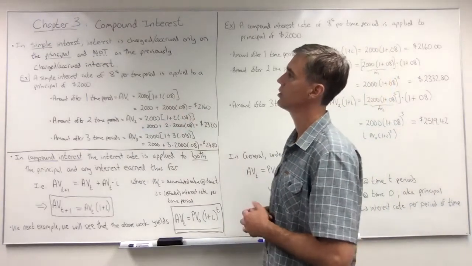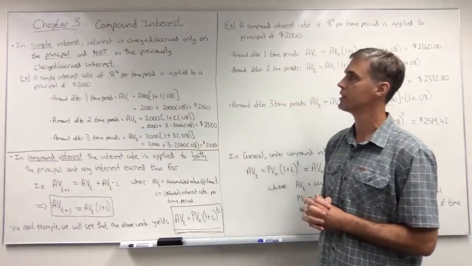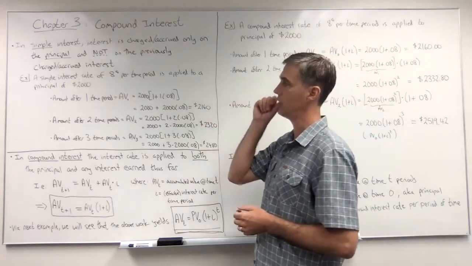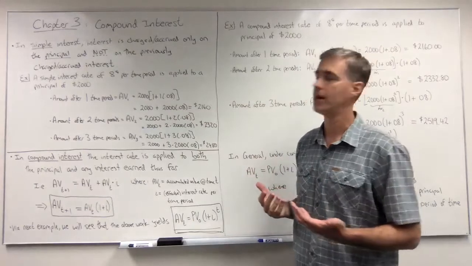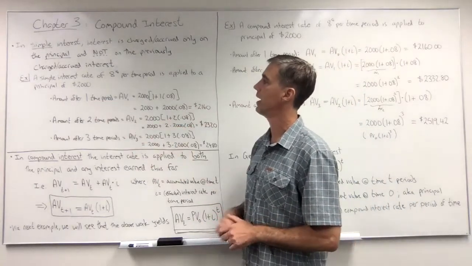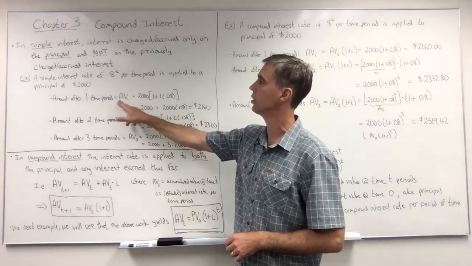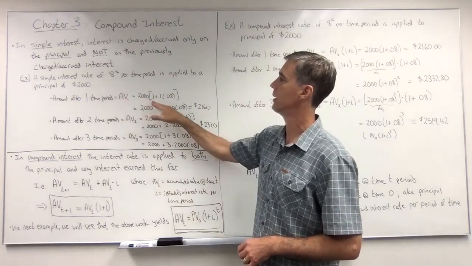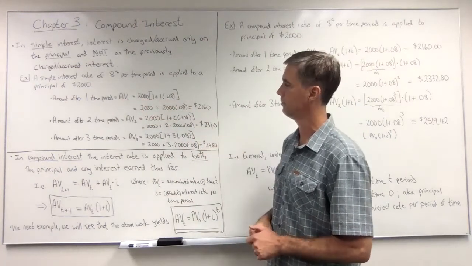So I have a situation in which I have a simple interest rate of 8% per time period being applied to a principal amount of $2,000. And we had the formula in the last chapter, so I'll just throw it up here on the board. So after one period of time, AV1, the accumulated value after one period of time, is 2,000 times (1 plus 1 times 0.08), okay?